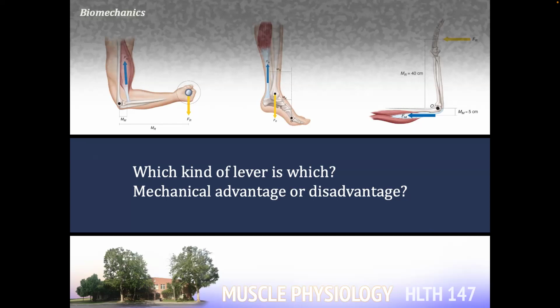And then on the far right, that's the triceps. You see the elbow, the black dot, right? That's your fulcrum. The yellow arrow is the load, and the blue arrow is the muscle. And you can figure this one out, and you can figure out whether it has a mechanical advantage or disadvantage. Is the moment arm of the muscle longer or shorter than the moment arm of the load?